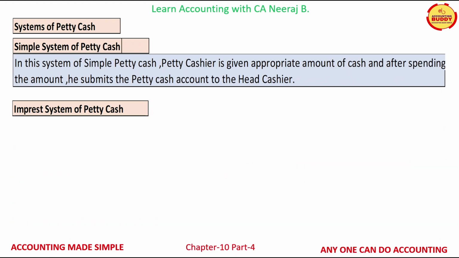In the simple system of petty cash, the petty cashier is given an appropriate amount of cash and after spending the amount, he submits the petty cash amount to the head cashier.